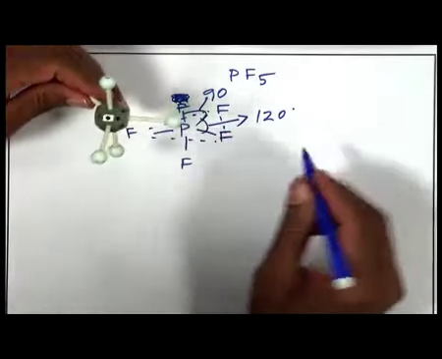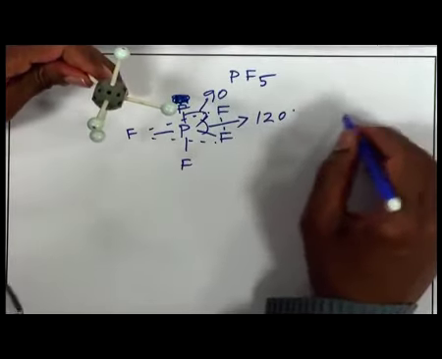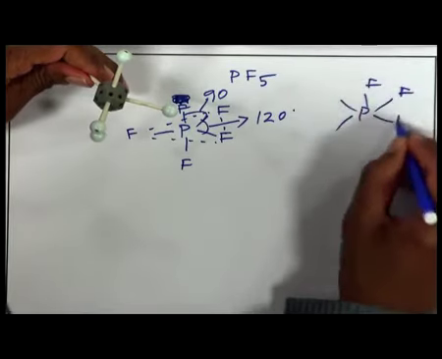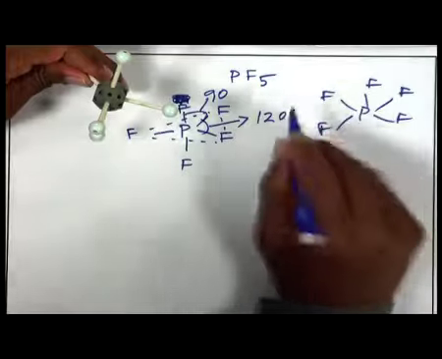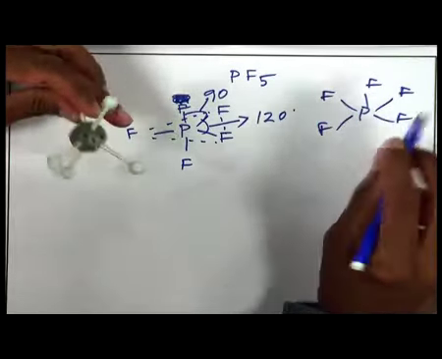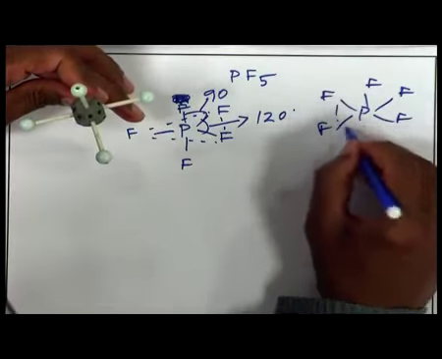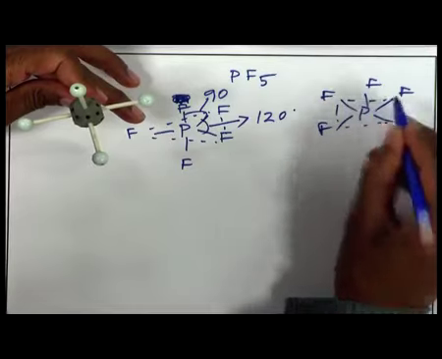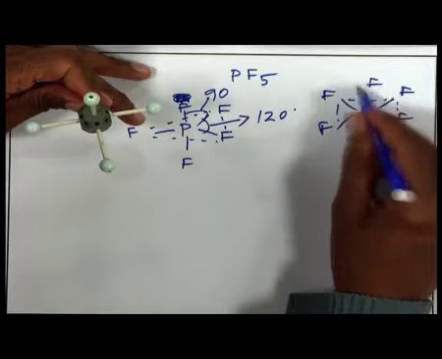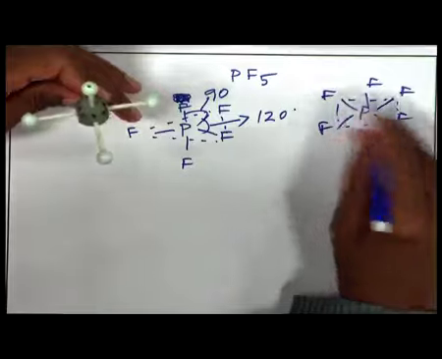In addition, there is another way of arranging 5 regions of electron density. In this way, you can also arrange a square pyramidal shape. So these 4 fluorine atoms are in a plane, and at the top, that is the axial position, you have only 1 fluorine atom. So this way also you can arrange.